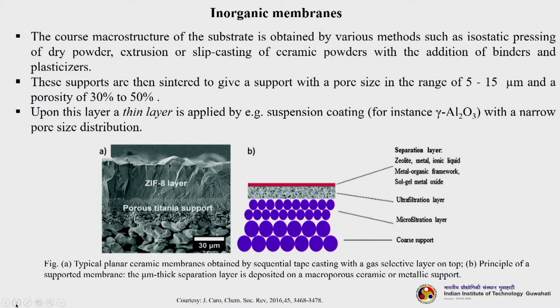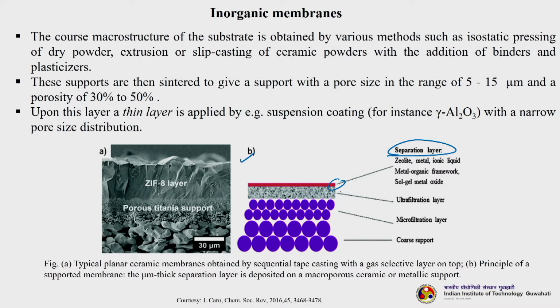The coarse macrostructure of the substrate is obtained by various methods such as isostatic pressing of dry powder, extrusion or slip casting of ceramic powders with the addition of binders and plasticizers. Now, basically there is a support. Please look at this particular image, image B. You can see there are 4 distinct layers. The first one is this red one, which is the separation layer. This is the most important one, which is doing the separation, as I told you many times earlier, as thin as possible, so that the membrane thickness will not give more resistance to separation.